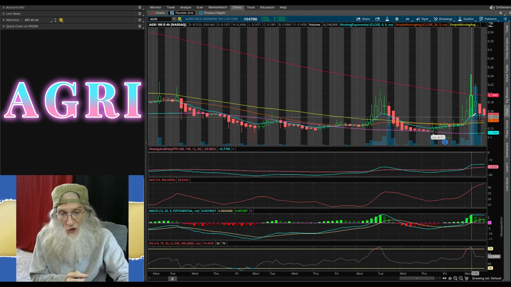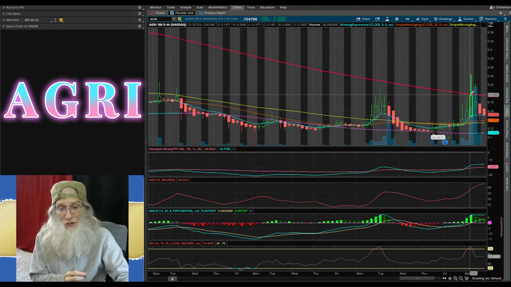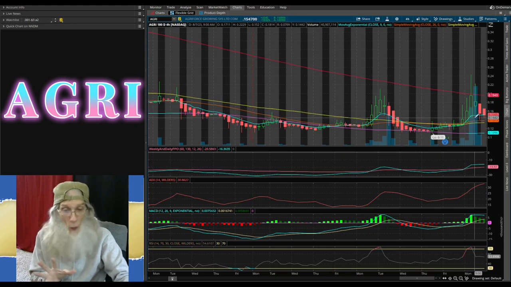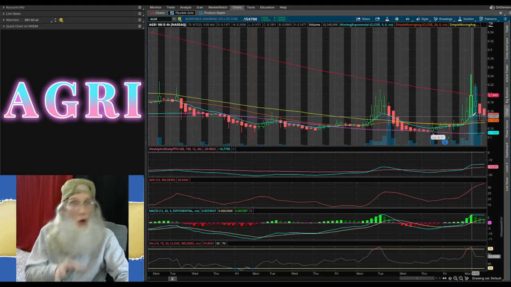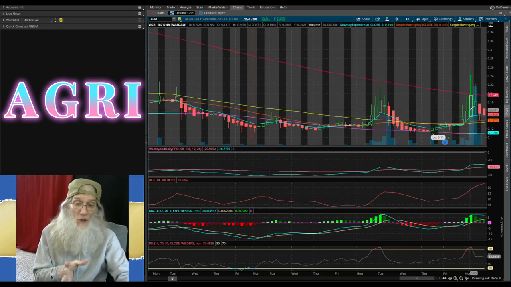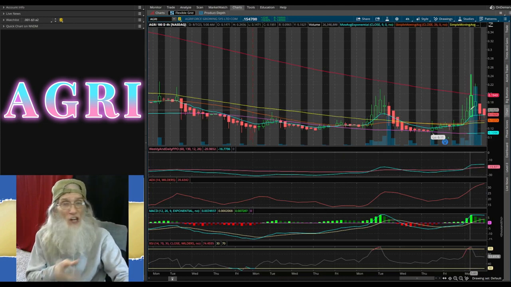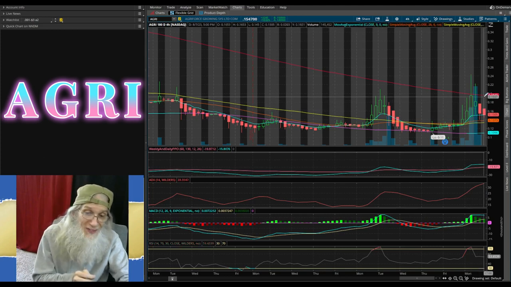I look for one green bar to jump and pierce the 200 going up and then come right back down to where it started. I don't want to see it come down any lower. It can come down higher, but not any lower. That is a perfect indicator to me. Now, I know she's ready to run, and she can't run yet because the 200 is not flat enough.